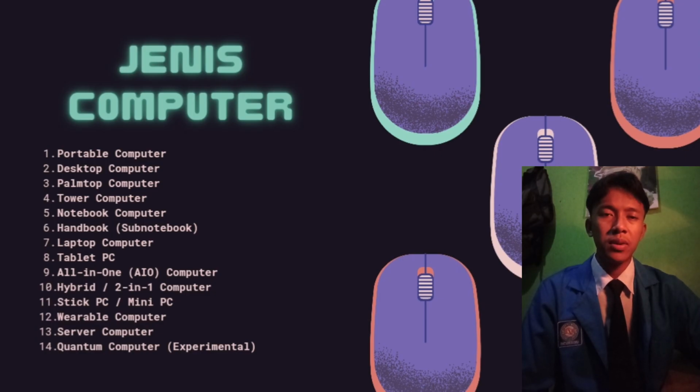A handbook is a variant of the notebook, but it comes in a very smaller form factor. Number 7, laptop computer. A laptop computer is a portable computer designed to be used on the user's lap. Number 8, tablet PC. A portable touchscreen computer without a physical keyboard, which can be operated using a stylus.